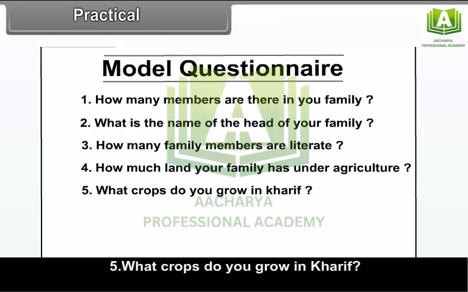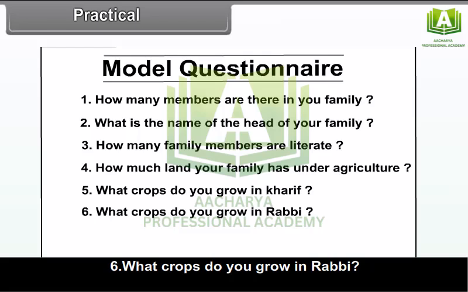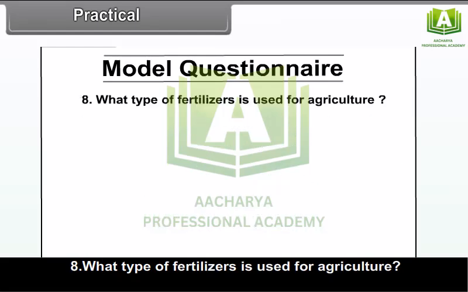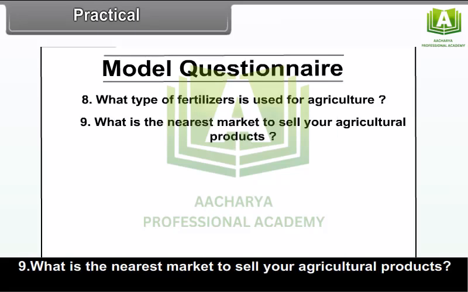What crops do you grow in Kharif? What crops do you grow in Rabi? What type of irrigation is used for agriculture? What type of fertilizers are used for agriculture? Which is the nearest market to sell your agricultural products?